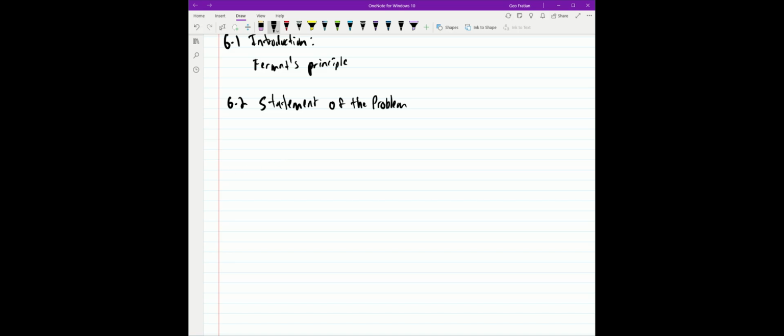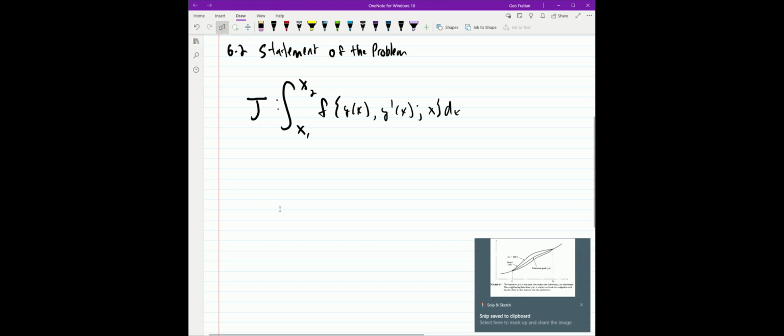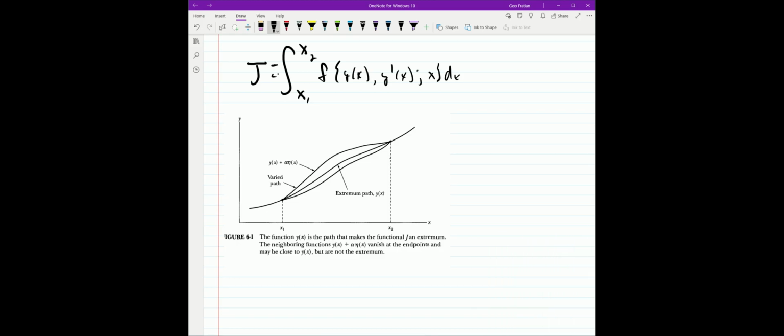So the basic problem of the calculus of variations is to determine the function y of x such that the integral, so if I write this integral down, from x1 to x2 of some function that depends on y of x, y prime of x, okay. So let's post the picture, and let's get into what this is actually saying. We basically want to determine the function y of x such that this integral is at an extremum. This is the integral, so it's either at a minimum or maximum.